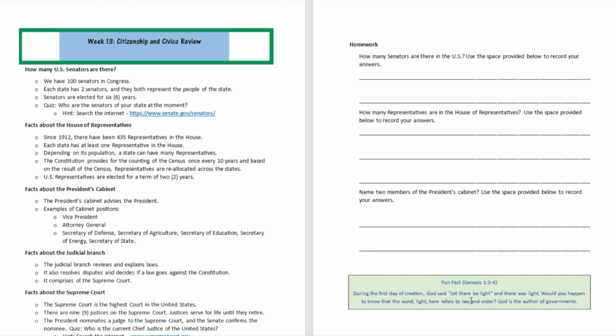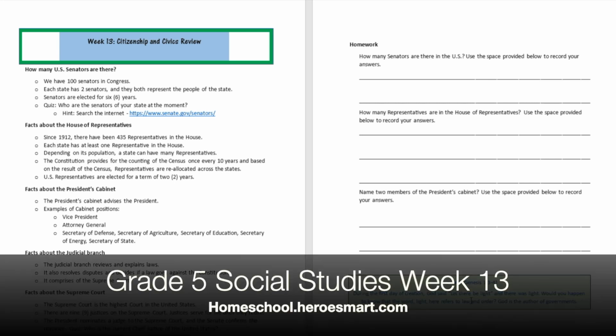Prior to the creation, or God saying let there be light, there was disorder in creation. But God said let there be light, and all of a sudden there's going to be daylight, and then there's going to be night, and there's going to be sun, and there's going to be the moon later on the 4th day. But God established on the first day of creation order and law. So God is the author of government. Alright, that's the point from that scripture.